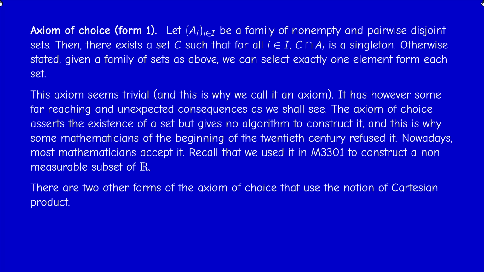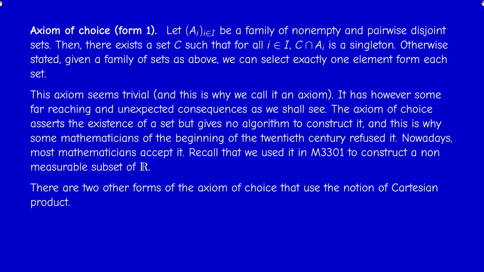Now, there are 2 other forms of the axiom of choice. We can restate this actually in 2 other forms. The 2 other forms use the important notion of Cartesian product of sets, and this notion is very important because we shall deal later with product of topological spaces or Cartesian product of topological spaces. So we must understand what is the product of an arbitrary collection of sets.